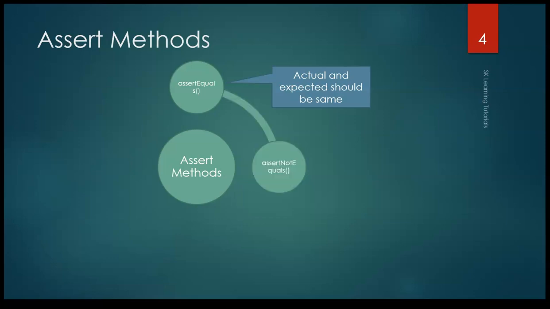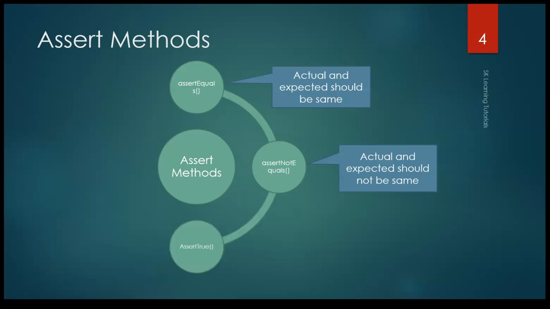The next method is assert not equals. It is the opposite of the assert equals method. Assert not equals is used to compare the actual and expected results. If both the actual and expected results are not the same, then the assertion passes and the test case is marked as passed. If both actual and expected results are the same, then the assertion fails and the test case is marked as failed. While using the assert not equals method, you have to specify two values, where the first one is the actual result and the second one is the expected result.